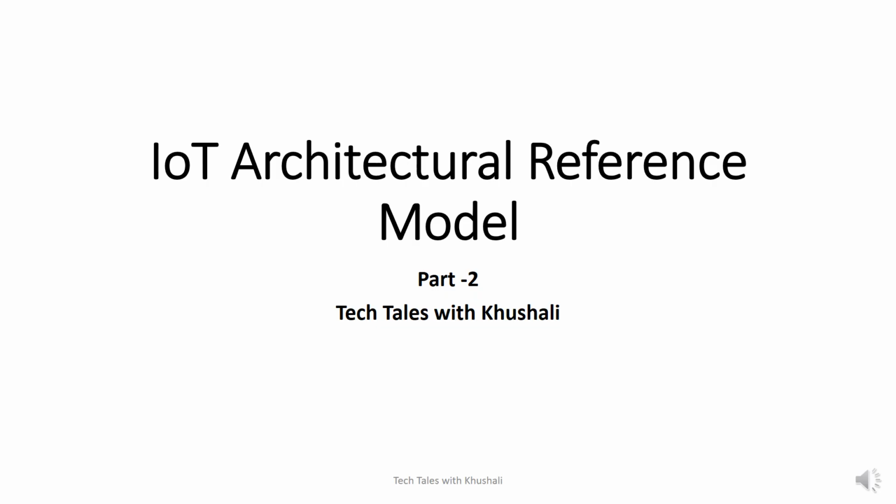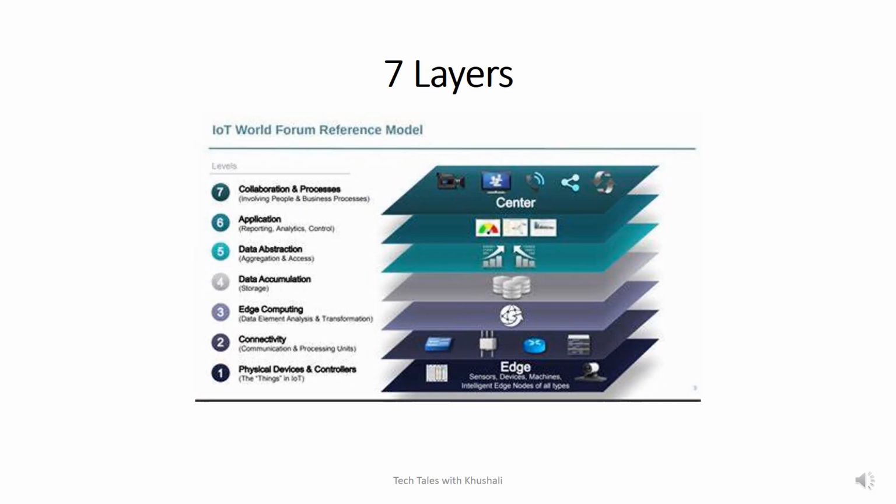In this video, we are going to discuss the IoT architectural reference model. Let's start the video. This model consists of 7 layers and it was published by the IoT World Forum Architectural Committee in 2014. This model helps clarify how IoT systems should be designed and how various components should work together.